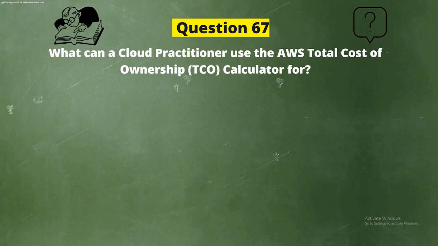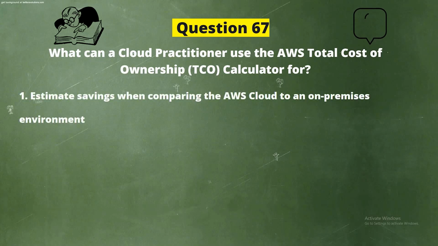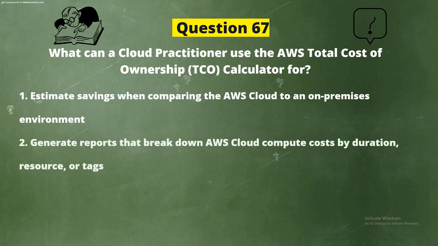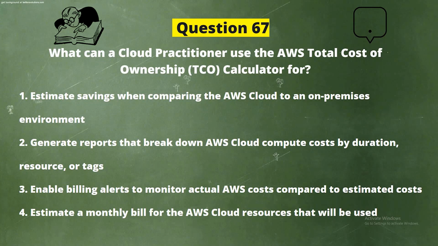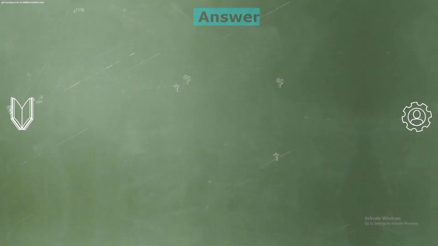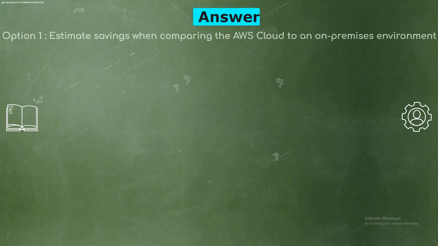And the options are: Option 1. Estimate savings when comparing the AWS cloud to an on-premises environment. Option 2. Generate reports that break down AWS cloud compute costs by duration, resource, or tags. Option 3. Enable billing alerts to monitor actual AWS costs compared to estimated costs. Option 4. Estimate a monthly bill for the AWS cloud resources that will be used. And the correct answer is Option 1. Estimate savings when comparing the AWS cloud to an on-premises environment.